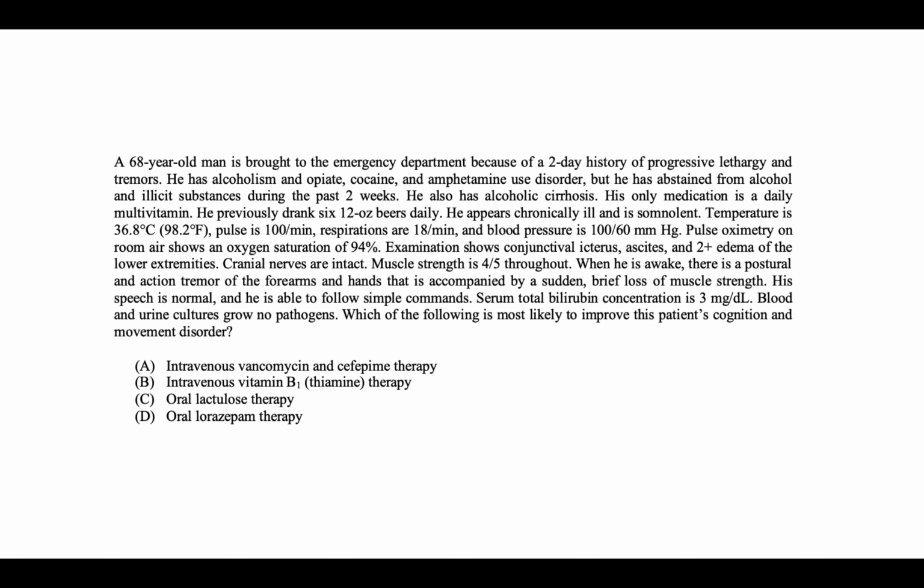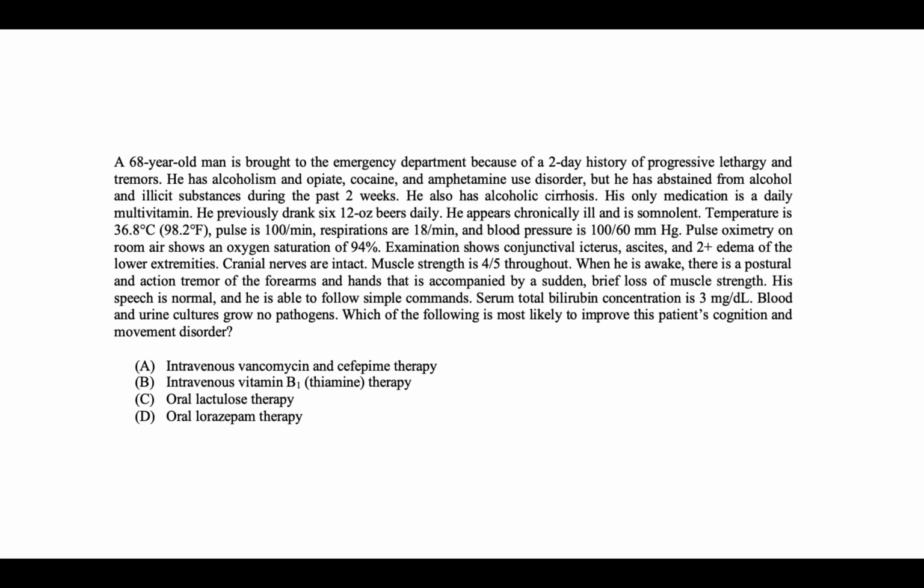So the exam, if you guys want to pause for a second and just think about what this exam is trying to tell you. Conjunctival icterus is telling us that he's essentially got jaundice. Conjunctival icterus is how they say jaundice of the eyes. Ascites, another kind of sequelae or physical exam finding of liver cirrhosis, and then 2+ edema as well.